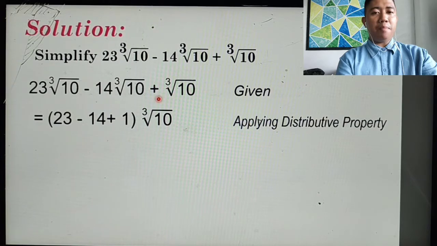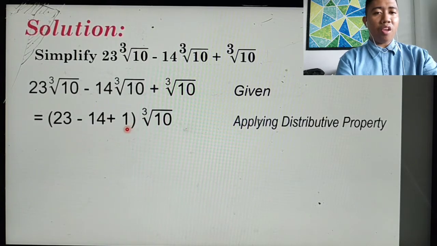By applying the distributive property law, we have the first term, which is 23, and then we have negative 14, and we have positive 1. Why positive 1? Because in the given radical term, the cube root of 10, we understood that if there is no coefficient appearing in this radical term, the numerical coefficient is 1. So that is 23 minus 14 plus 1 times the cube root of 10.